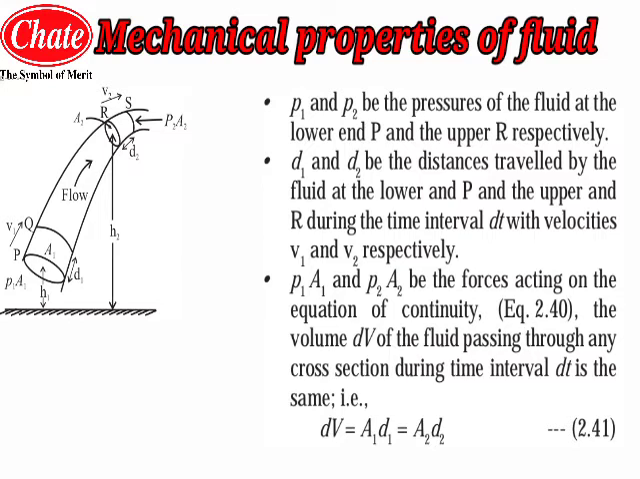Now let d1 and d2 be the distances traveled by the fluid at the lower end P and the upper end R. During the time interval dt with the velocities v1 and v2 respectively, P1A1 and P2A2 are the forces acting. The equation of continuity is A1v1 equals A2v2. The volume dV of the fluid passing through any cross section during time interval dt is the same, that is dV equals A1d1 equals A2d2.